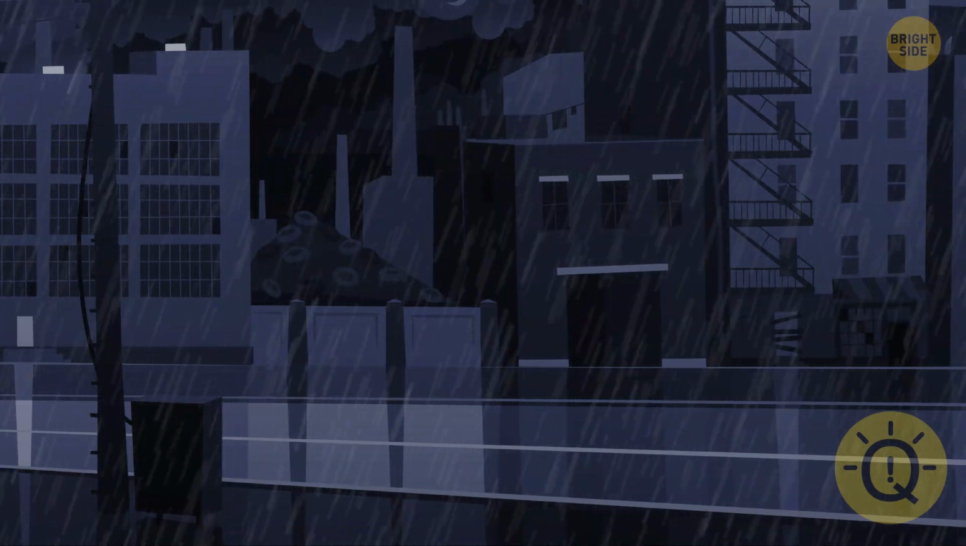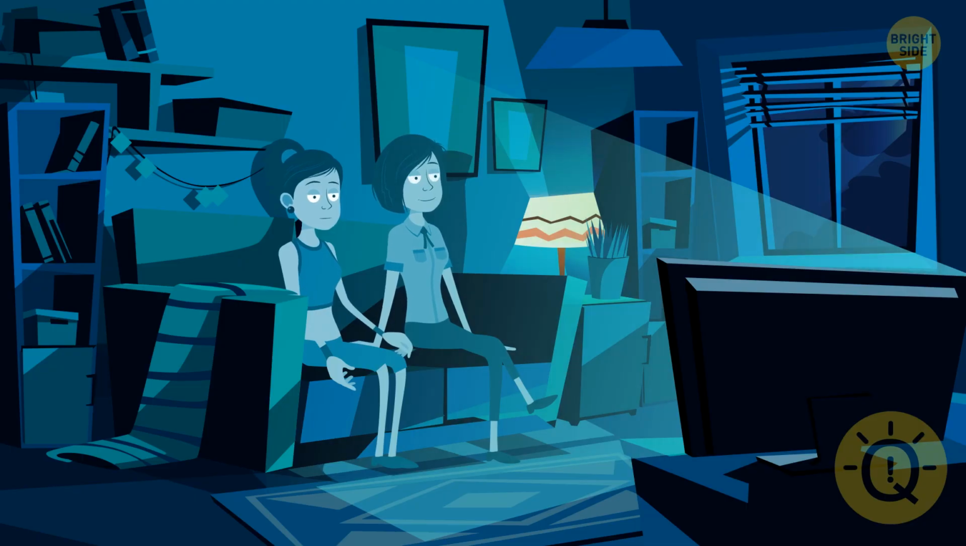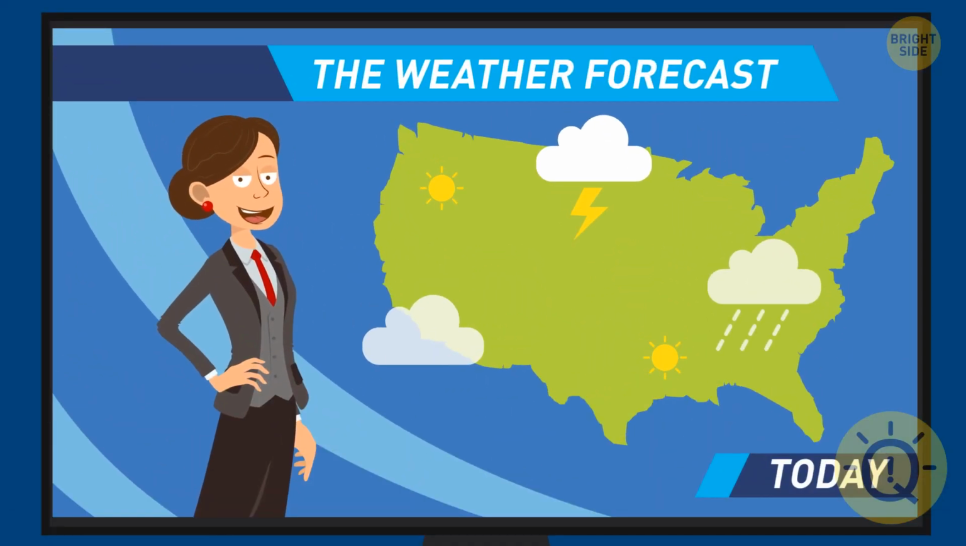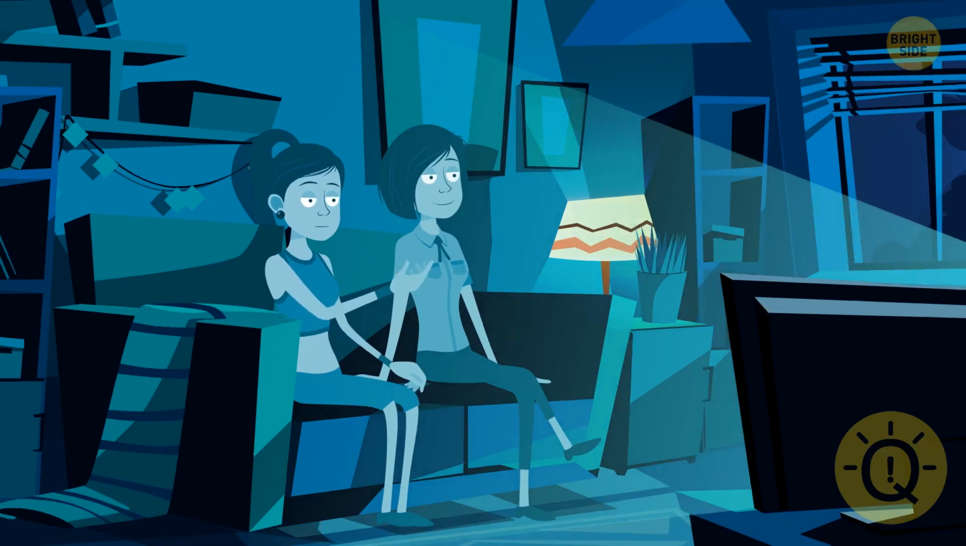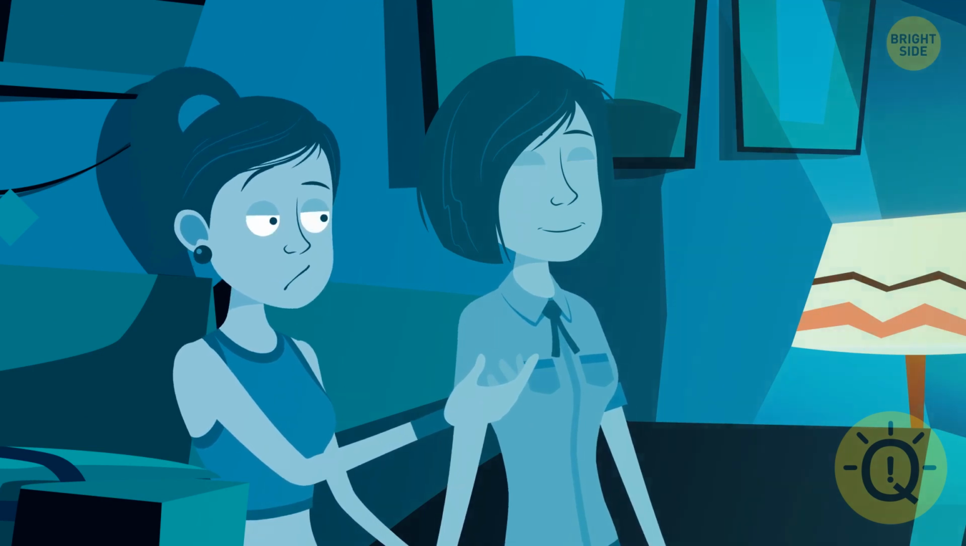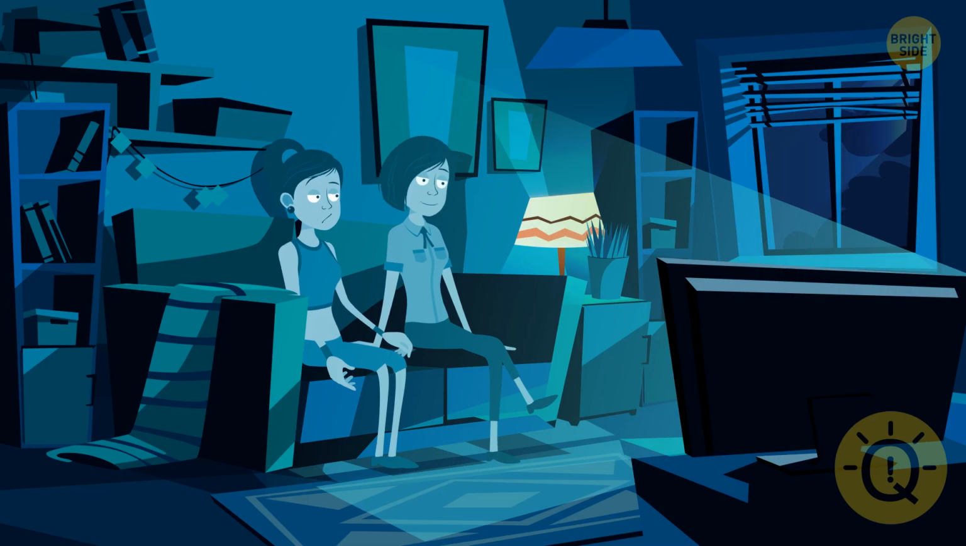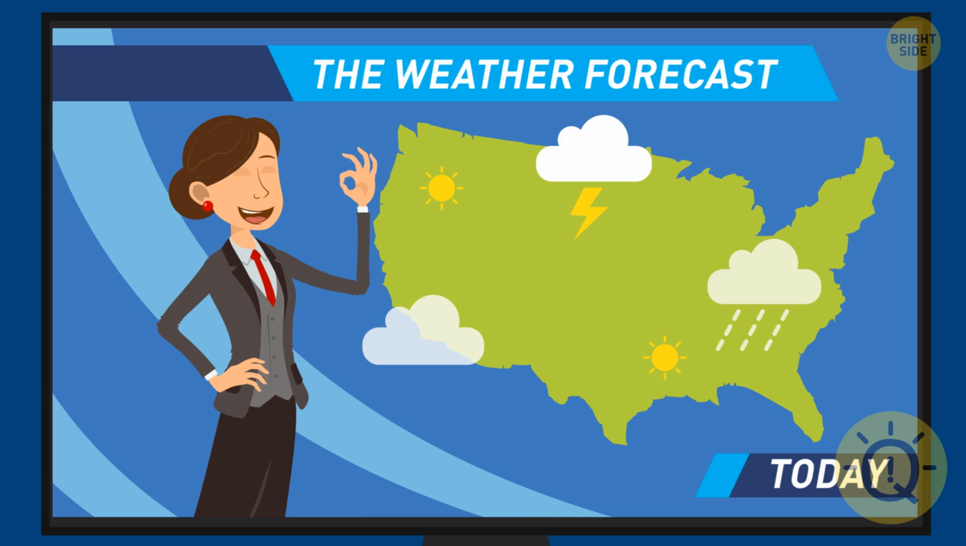It was a stormy night, and Alana and her sister stayed up late watching a soap opera. In the middle, there was a weather forecast. The weather lady said it'd keep raining for 2 more days, but in 72 hours, it'd be bright and sunny. Alana turned to her sister and said that the weather lady was wrong. Indeed, Alana was right. How did she know?